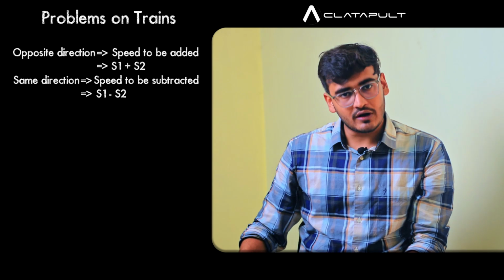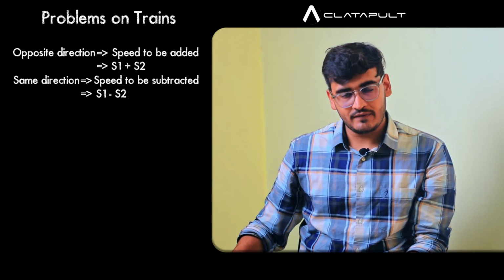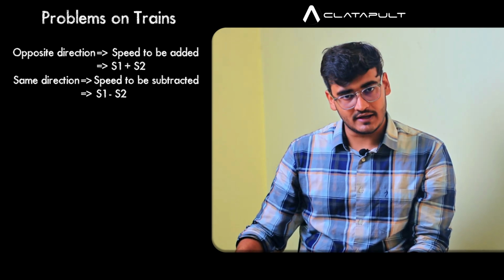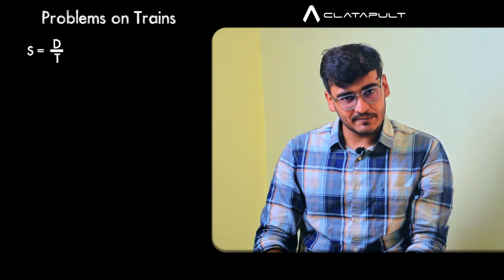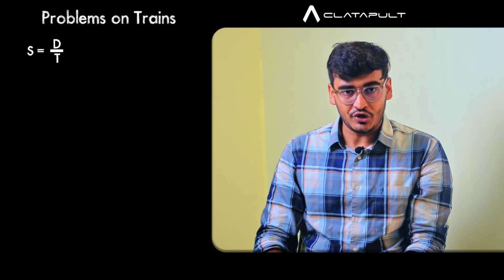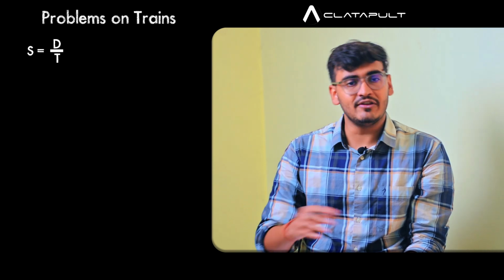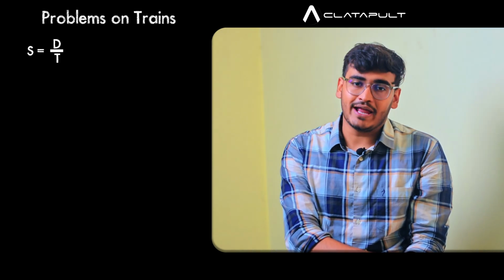So let's look at the general formula that we discussed in the starting of the class. This formula was speed equals distance by time. However, if we look at the speed in this chapter, if there are two trains, then we will have two speeds as well. And depending on the directions that they are moving in, we will either add the speeds or we will subtract their speeds, right?